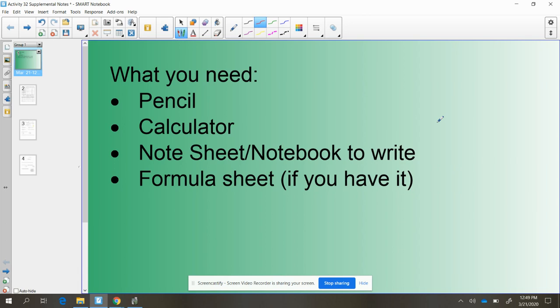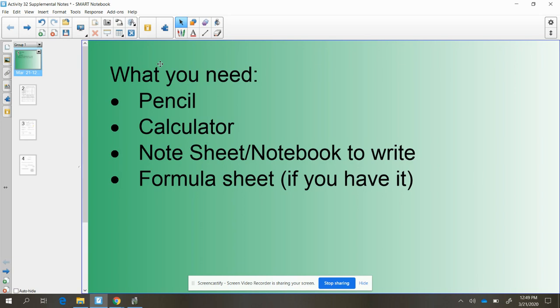Hi guys, today what we're going to focus on is reviewing activity 32, the stuff we talked about right before we left for break, which is all about area and circumference of a circle as well as the arc length and area of a sector.